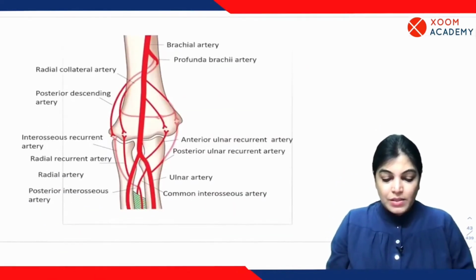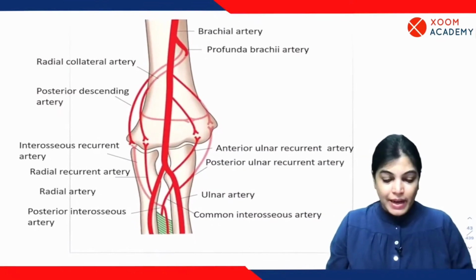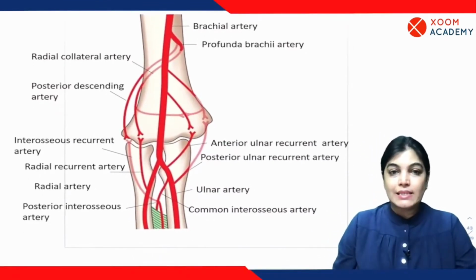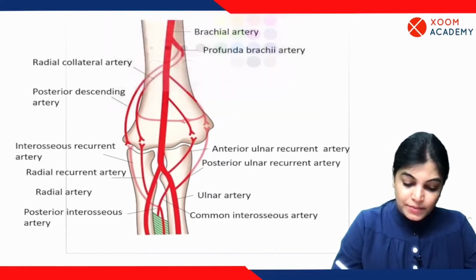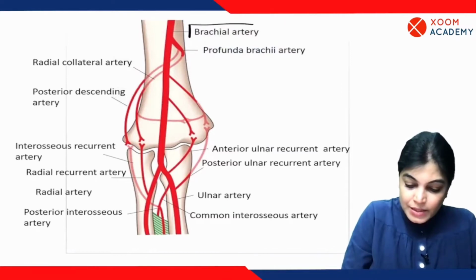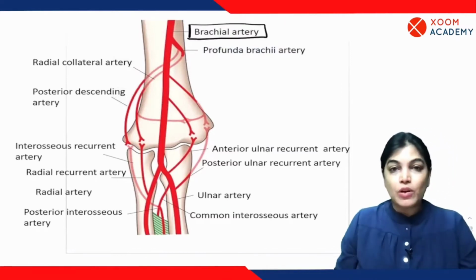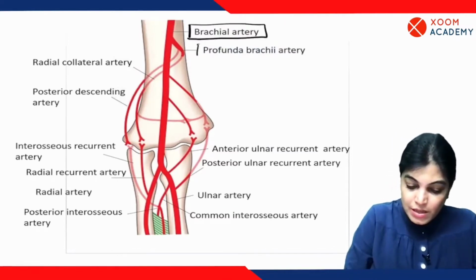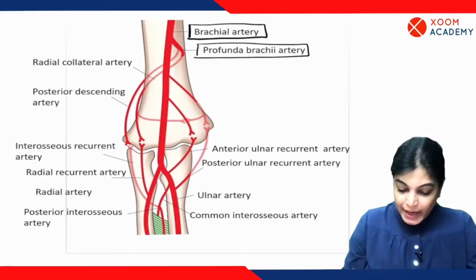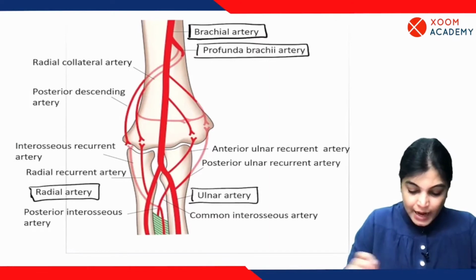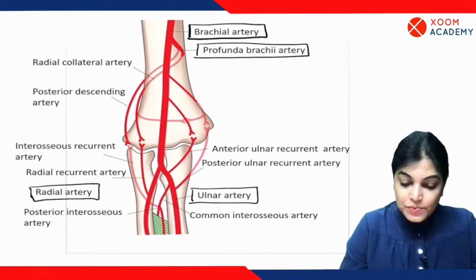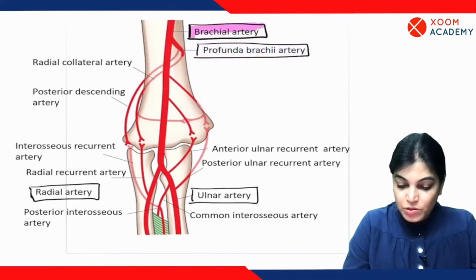For that, firstly I would like to explain it and then I will write it for you. So here we can see this diagram. This is a schematic diagram where you can appreciate the brachial artery, which is the source of important arteries forming anastomosis. This is another source of artery, the profunda brachii artery, and the other two arteries are the radial and the ulnar artery. So these are the four arteries which will form an important anastomosis. Let me just highlight this.